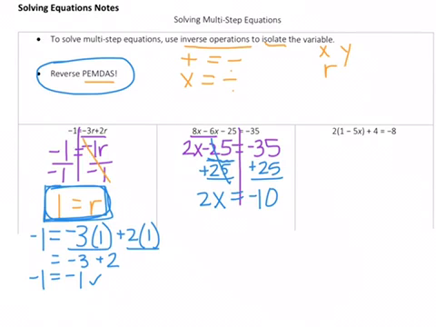Now I'm back to my one-step equation, and I have to divide by 2 because it is multiplying. The inverse operation is to divide. So when I divide both sides by 2, I get a negative 5 for x.